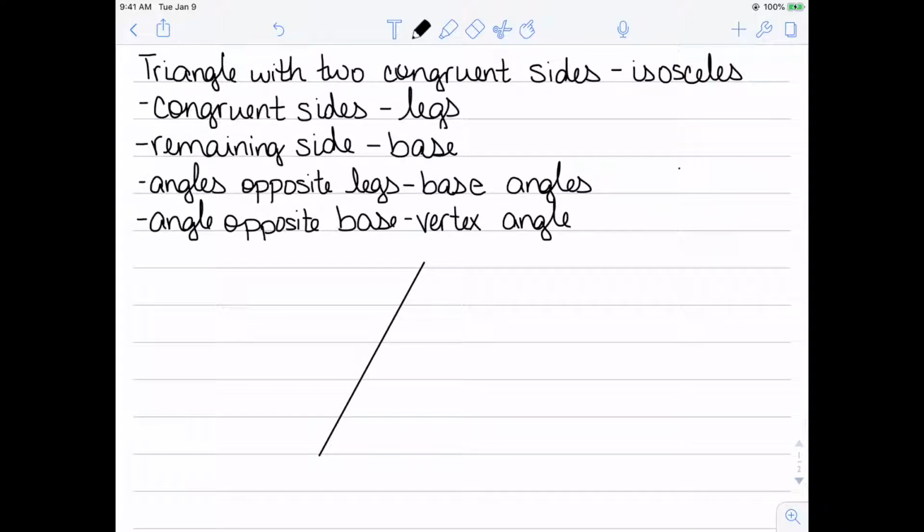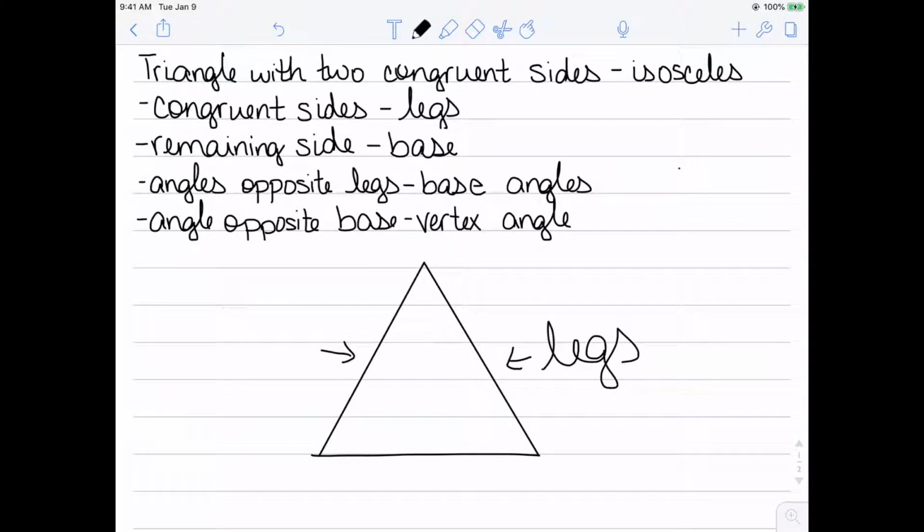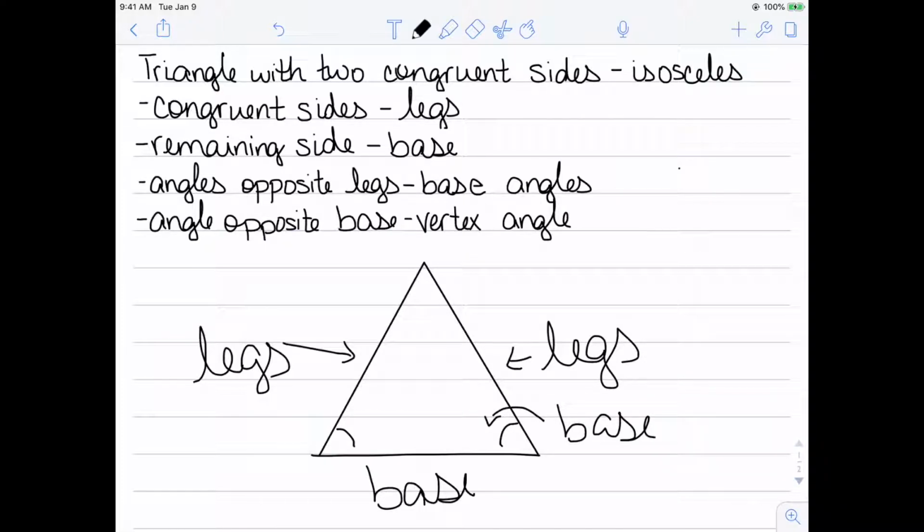So if I draw an isosceles triangle, we have the congruent sides of the legs. So the other side would be called the base. These are our base angles opposite the legs. And this one up here is the vertex angle.